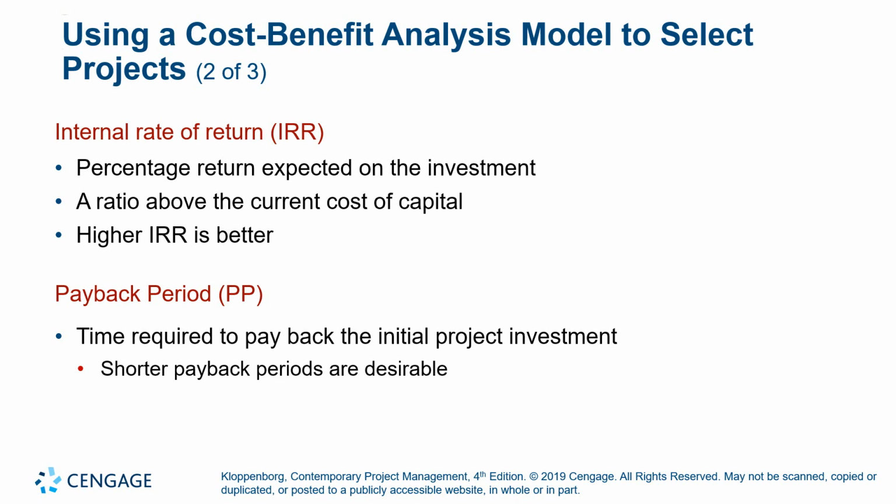We have what's called the internal rate of return, IRR. It's the percentage of return expected on an investment, a ratio above the current cost of capital. Then we have the payback period, PP, which is the time required to pay back the initial project investment. All these little areas, all these formulas are used to determine the cost benefit analysis.